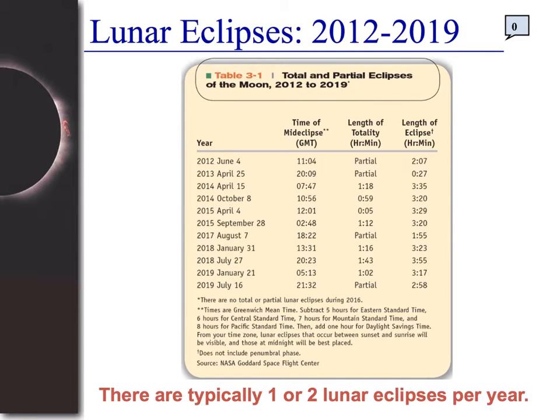So this is the list of upcoming lunar eclipses. So we can see upcoming in 2017, 2018, 2019, and we can see where the full and the partial eclipses would be.